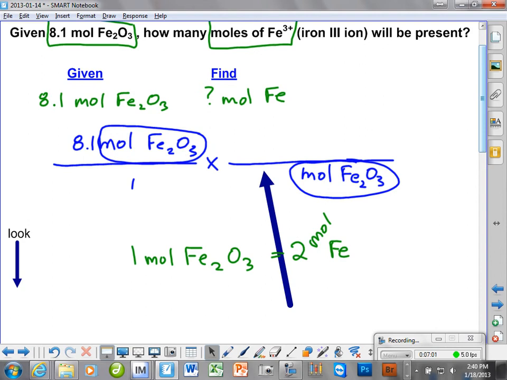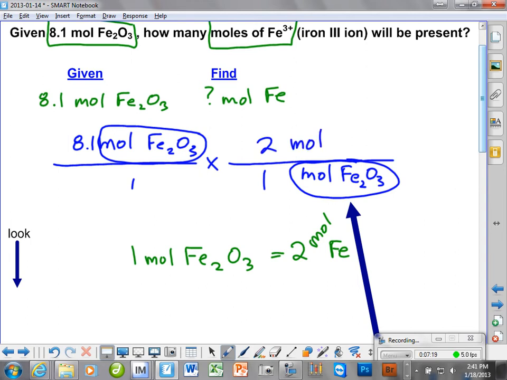What's the number next to Fe2O3? Next to mole. Yes, okay, good. So this guy is going to be a 1. Now, what do we put on the top side, Liz? Yes, 2 moles of the iron.